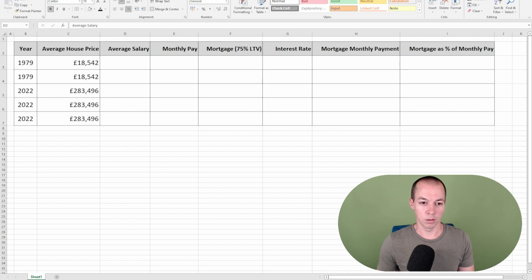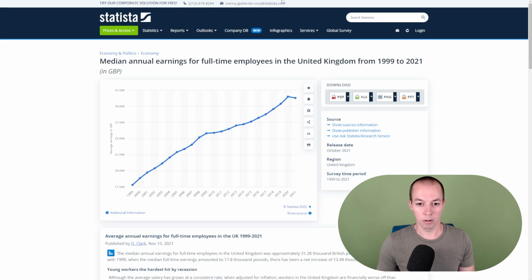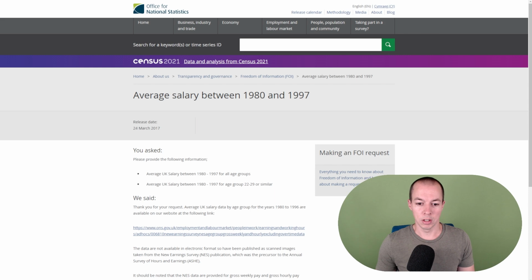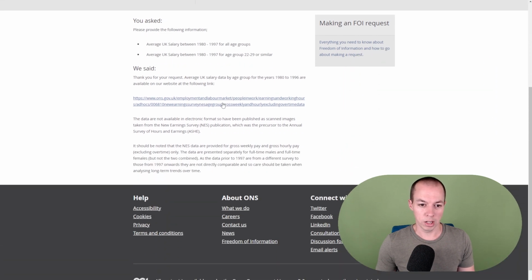So let's go back to the browser, and I've got the full-time salary here for 2022, actually shows 2021. Now, I'm not sure how accurate this is, but from the figures I've seen across a number of different websites, this seems about right, around the £30,000 mark. So this shows 2021 at 31,285. So that's the figure I'm going to use. And the one from 1979 was actually a Freedom of Information request. So I followed this through and this allowed me to download a PDF.